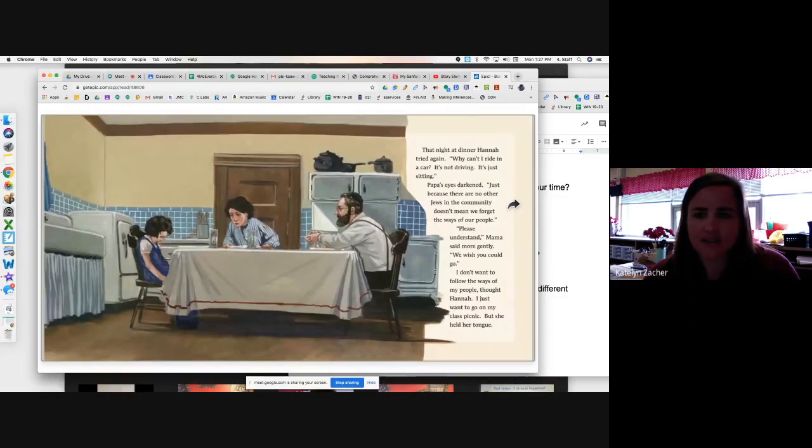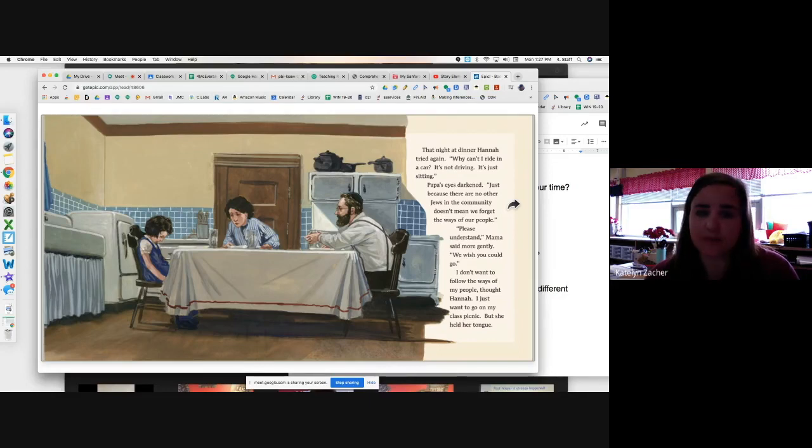That night at dinner, Hannah tried again. "Why can't I ride in a car? It is not driving, it's just sitting." Papa's eyes darkened. "Just because there are no other Jews in the community doesn't mean we forget our ways of our people." "Please understand," Mama said more gently. "We wish you could go." I don't want to follow the ways of my people, thought Hannah. I just want to go to my class picnic.